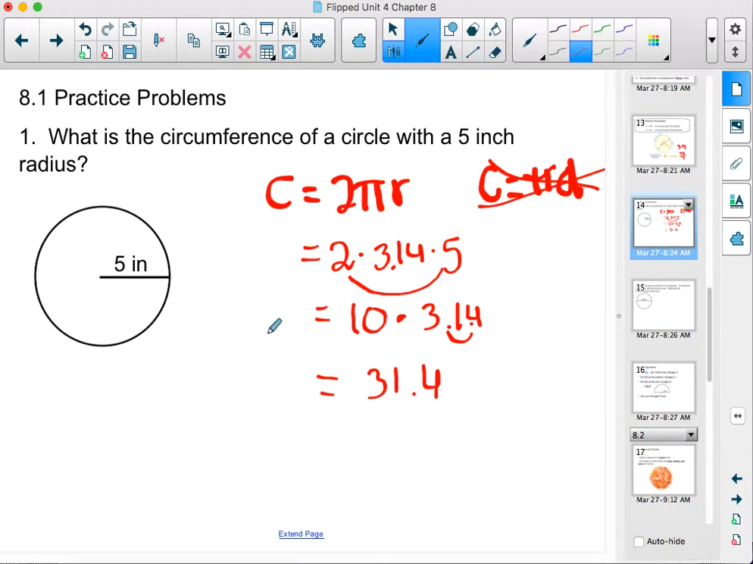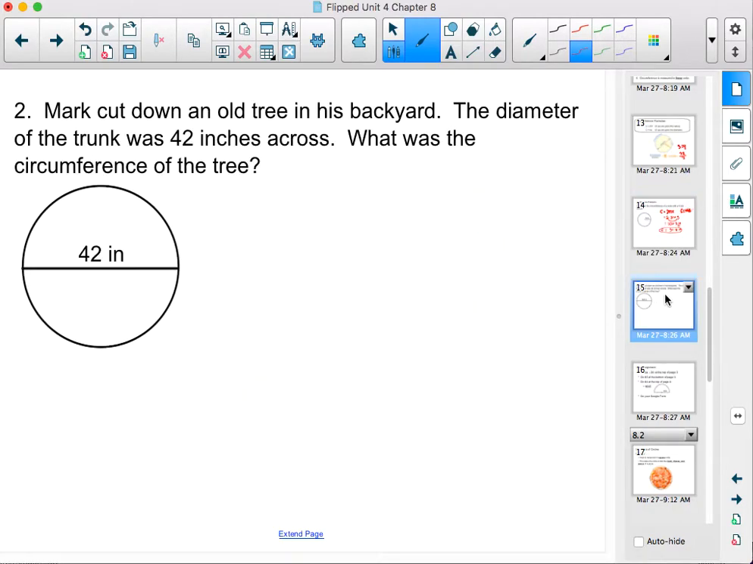Now I just have to figure out my measurement, or my units, and I'm going to use inches because this is circumference, and circumference is just a linear distance around a circle. So it's kind of like the perimeter of the circle. So that's our work here. C equals 2 pi r, do our substitution, do our multiplication, and we end up with our circumference.